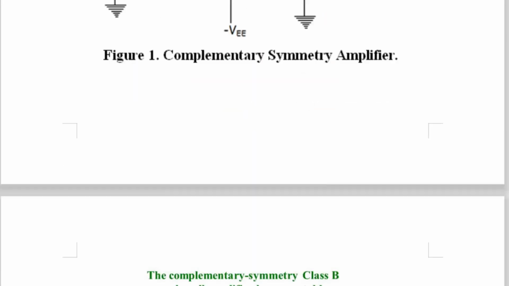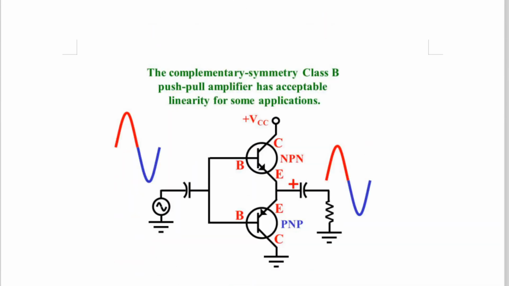So in the next block, I will show you that detail. Yes. Complementary symmetry class B push-pull amplifier has acceptable linearity for some applications.